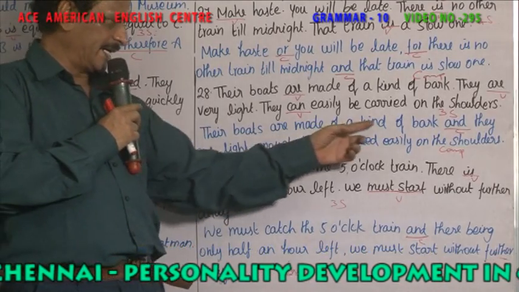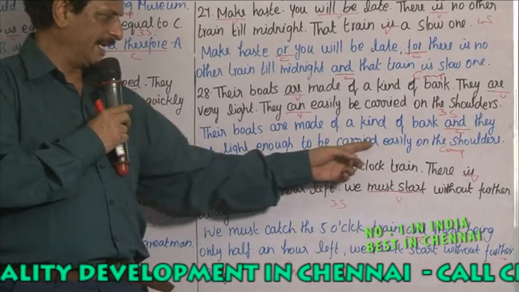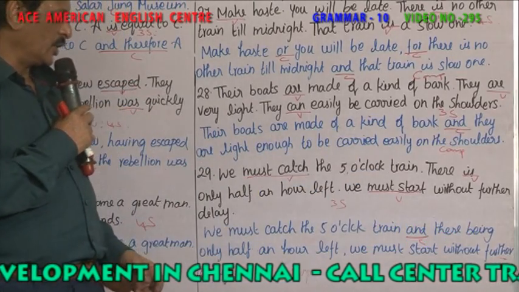Their boats are made of a kind of bark, and you join them with the conjunction "and", and are light enough to be carried easily on the shoulders.